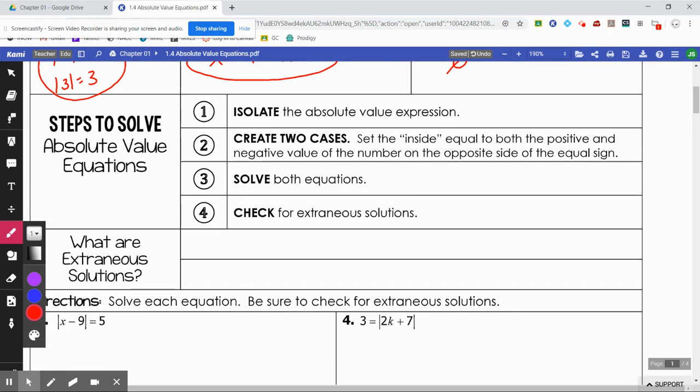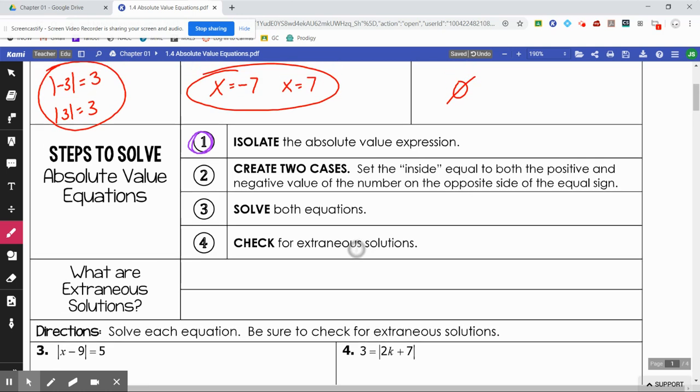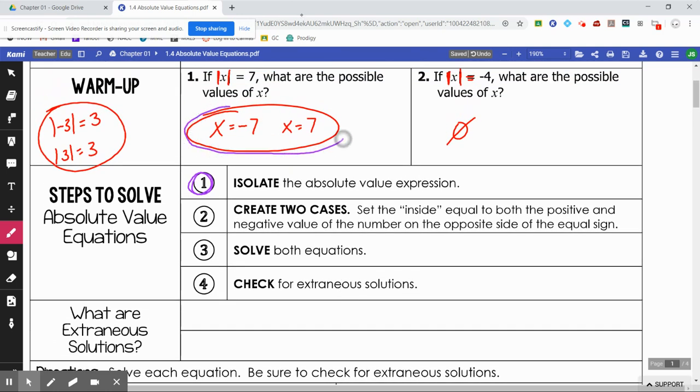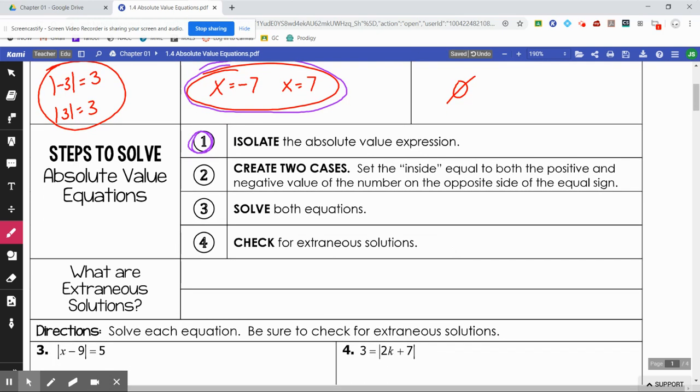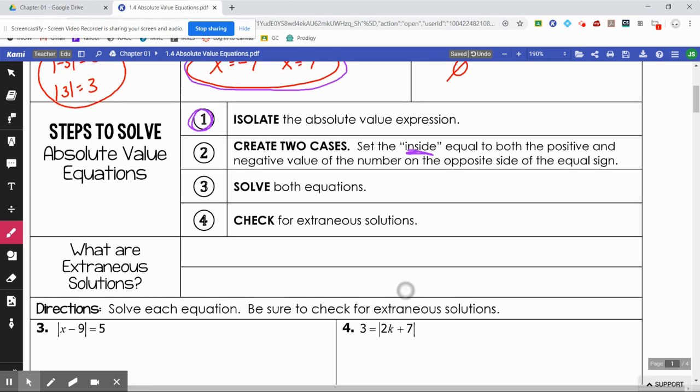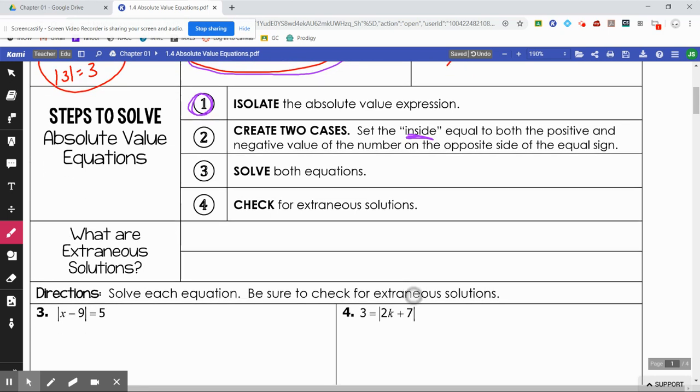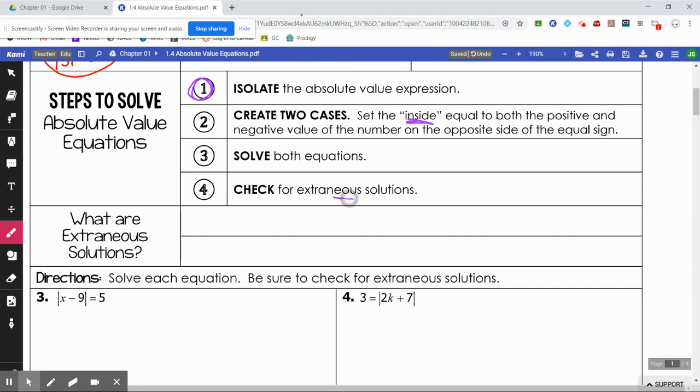So here are our steps. Steps to solving an absolute value equation. Step number 1, we're going to isolate the absolute value. The bars, anything in front of or behind the bars, we're going to move to the other side. So we're going to isolate those absolute value bars. Step number 2, we're going to create two cases. And those two cases will be exactly what we did here, that there might be a positive or a negative value that absolute value can be. We're going to set the inside equal to both the positive and negative values of the number on the opposite side of the equal sign. Step number 3, we're simply going to solve both equations. And then step number 4, we're going to check for what's called extraneous solutions.